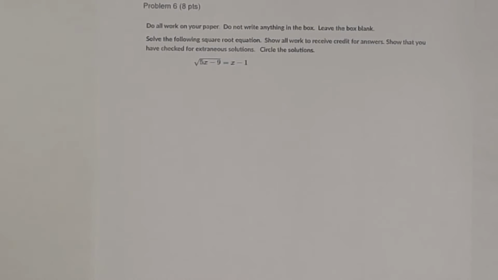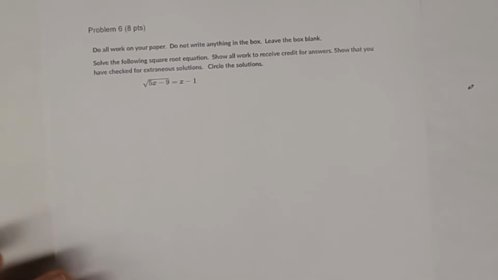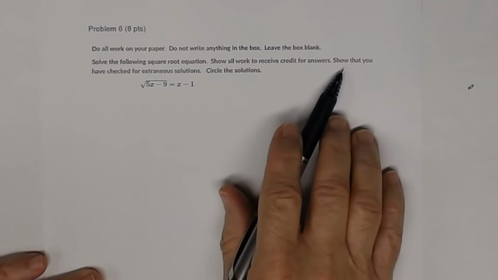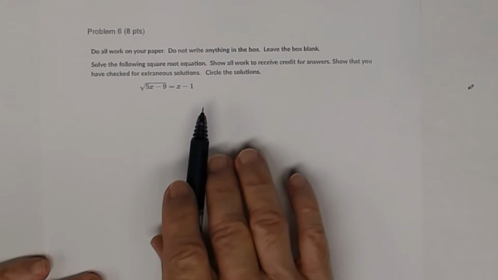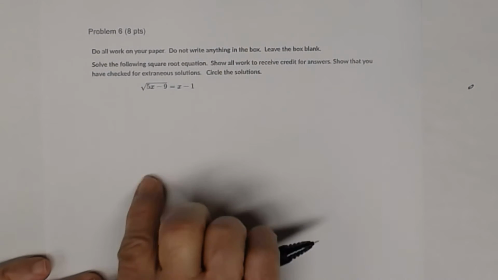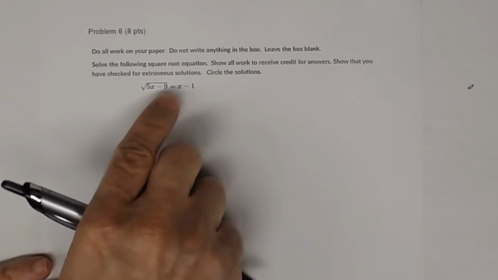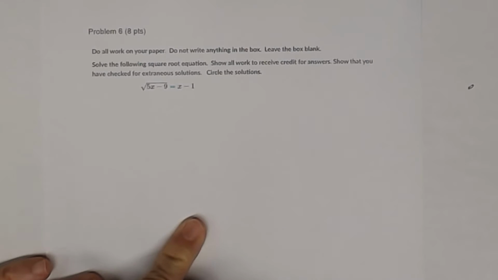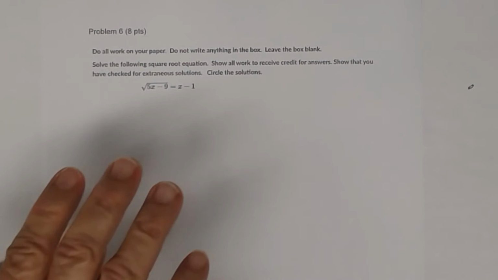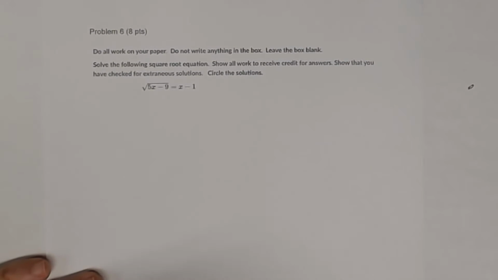Okay, now let's look at number 6. All right, number 6, you're solving this radical equation, and I did tell you that you had to show that you checked for extraneous solutions. So some of you have a habit of looking at the solutions and then just looking at this and seeing if it works. I needed you to actually show it. All right, so it was 2 points to actually verify that you did check this.